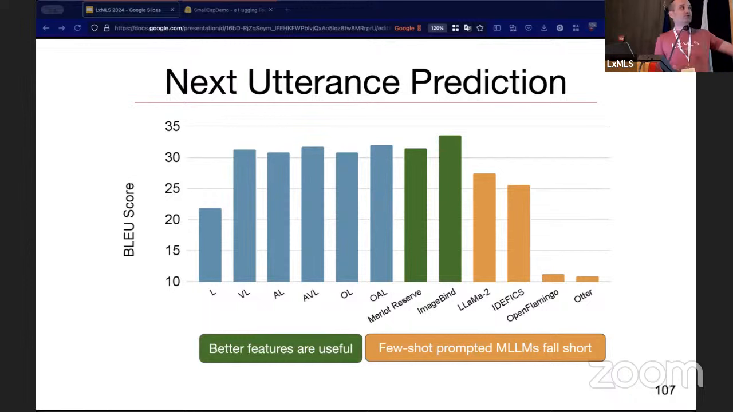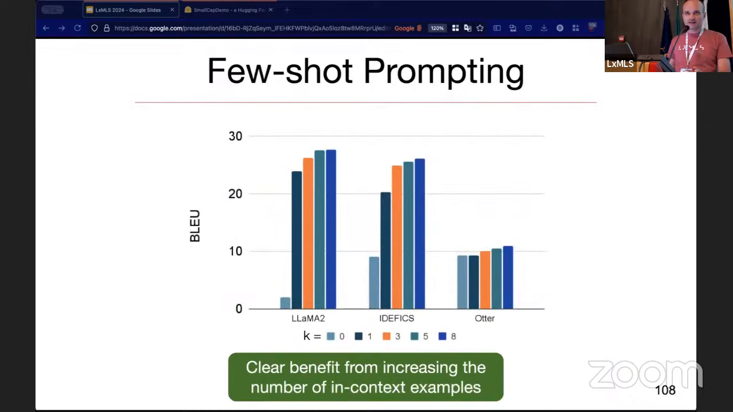The text-only model performs the best in this case, and some of the other models like IDEFICS and Open Flamingo and Otter, they really do not succeed in producing these output sequences. You can also ask, but your prompting's wrong. So we looked into this, and there is a clear benefit from increasing the number of shots in our few-shot prompts. And it's almost consistent across the models.